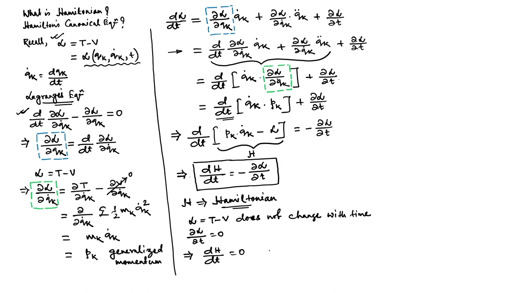And if that is the case, then what will be H? H, that is Hamiltonian, is constant. So, we get another important relation, that for a system where L does not change with time, our H is constant. We will see the expression of H in a minute, and then we will explain what we mean by H. So, if we write down what is H, we have already derived, that is p_k q_k dot minus L.